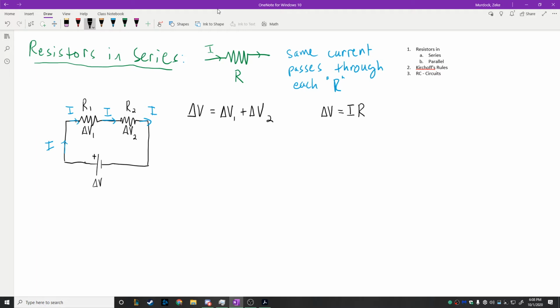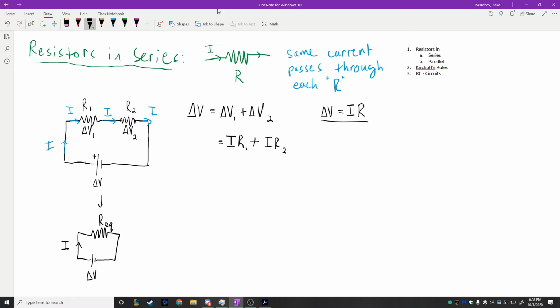Our goal here is to take this picture and simplify it down into just one resistor, which we say has an equivalent resistance R_EQ, and we still have the same delta V here and the same current I flowing through. We'll do the right side first. For each of these resistors, delta V1 is I times R1, from our Ohm's law equation, and delta V2 is I times R2.